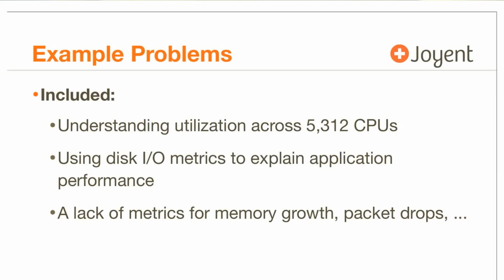Cloud computing confuses matters further when you're hiding metrics from neighbors, and they want to know what the neighbors are doing, and throttling performance due to invisible neighbors. Example problems I covered included understanding utilization across a lot of CPUs, using disk metrics to explain application performance, and then a lack of metrics, which I see all the time, where I need custom metrics to really confidently nail an issue, send the other teams home, give it to the right person.